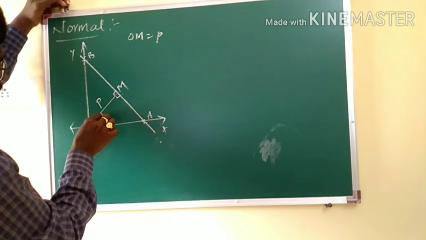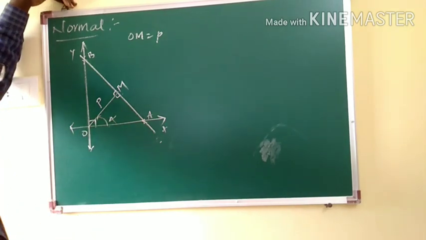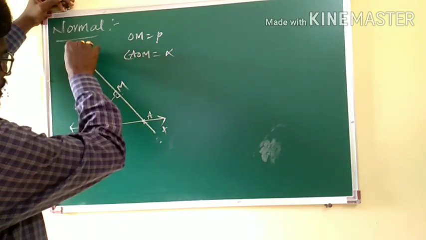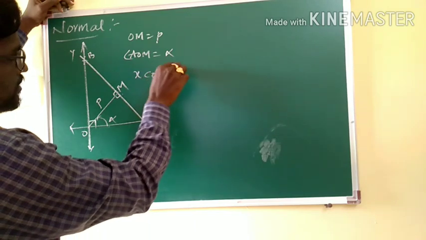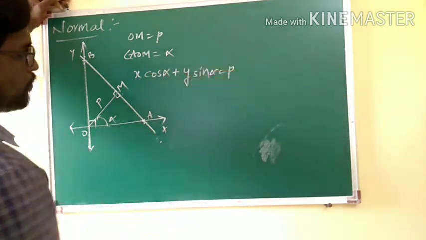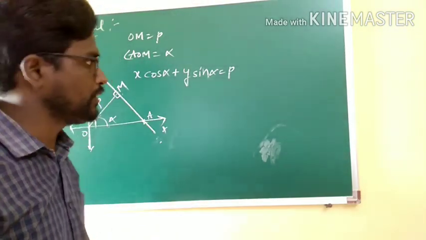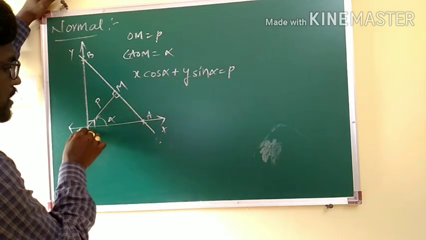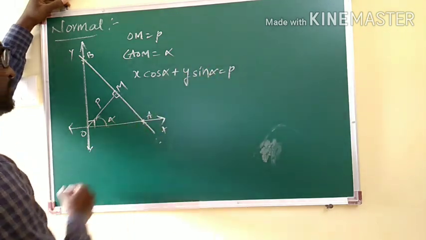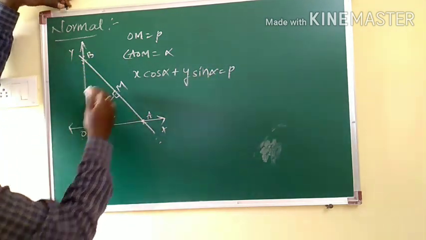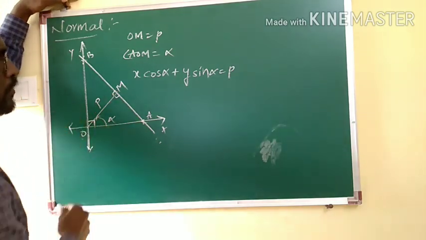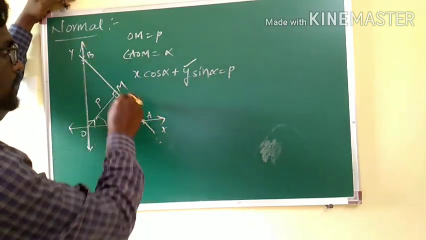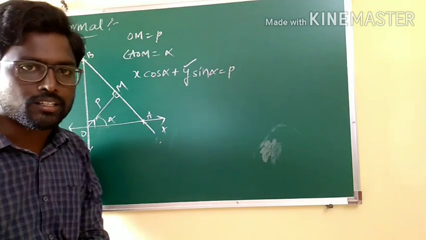and if this normal is making some angle alpha with the positive direction of the x-axis, let's say angle AOM is equal to some alpha, then the equation of the line AB is x cos alpha plus y sin alpha is equal to P. Here the line equation is involved in terms of the angle made by that normal with the positive direction of the x-axis, and P is nothing but the distance from the origin to the line AB, the perpendicular distance OM is equal to some P. Then the line equation of AB is given by x cos alpha plus y sin alpha equal to P. This form of the straight line AB is called normal form of the straight line.